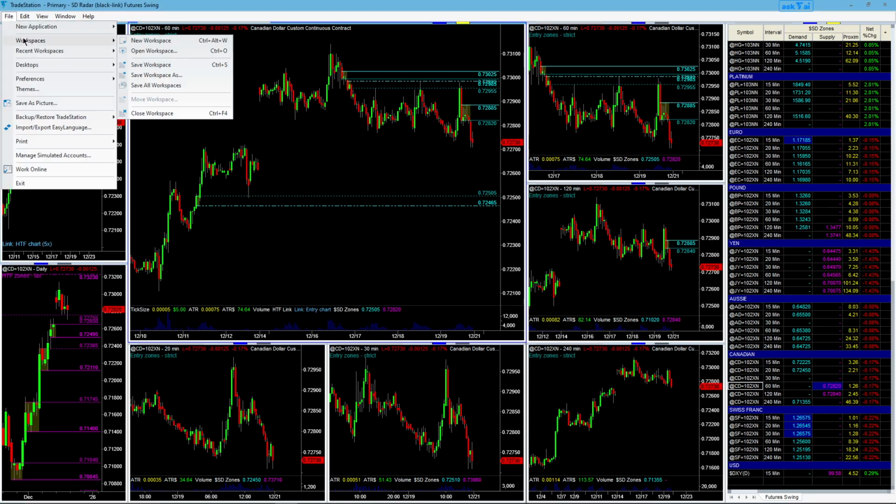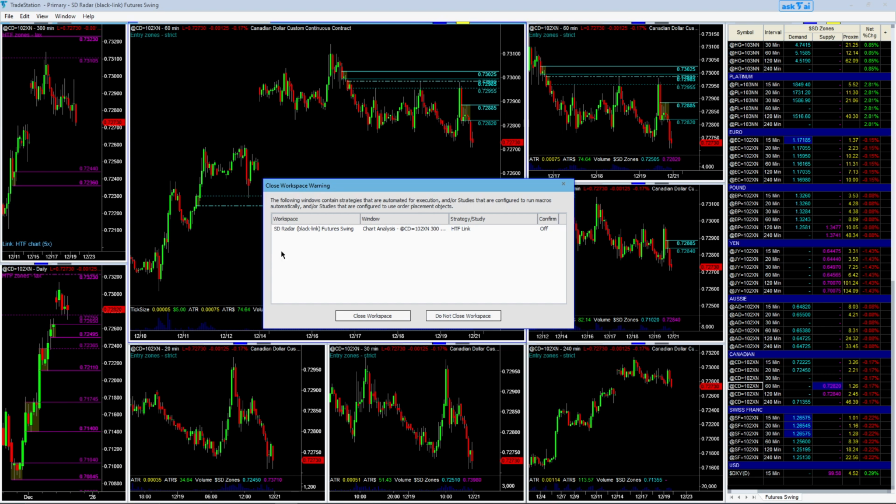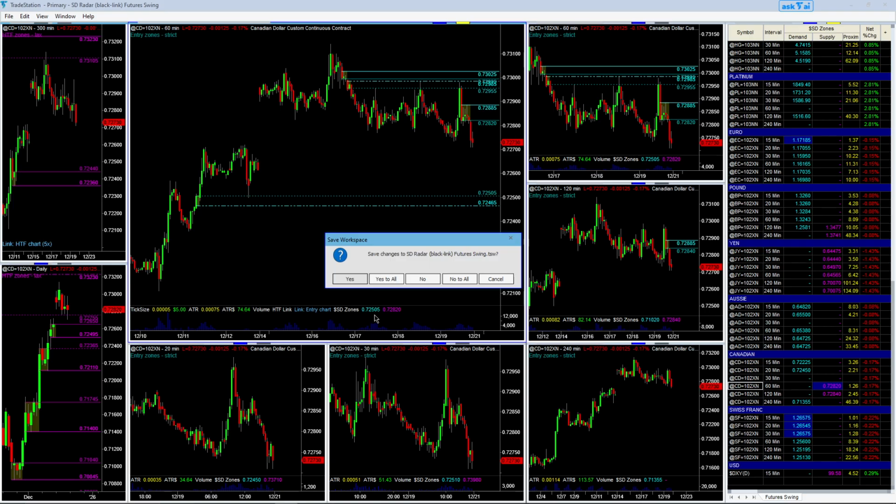And you already know what's going to happen, I think, when I do this. We get, as I discussed earlier, this warning from TradeStation, who wants to point out that you are about to close a workspace that has automation features enabled, namely this high time frame link over here. No big deal, just click close. Also, as usual, it asks whether you want to save this workspace, which I don't in this case, but you certainly can.